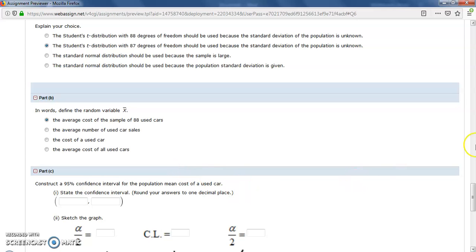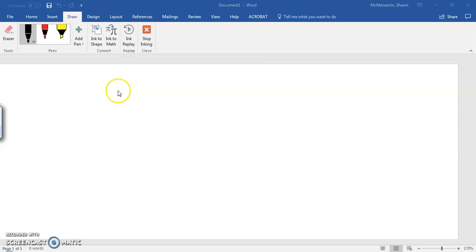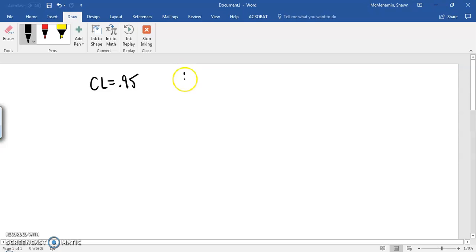Okay, so now to do the confidence interval, it's a 95% confidence level, so 0.95. Now, 1 minus 0.95 is 0.05. 0.05 divided by 2 is 0.025. So there's 0.025 on each side. And then we need the confidence level. All right, so we know that the confidence level is 0.95. 1 minus 0.95 gives you your alpha, which is 0.05. And then 0.05 divided by 2 gives you 0.025.